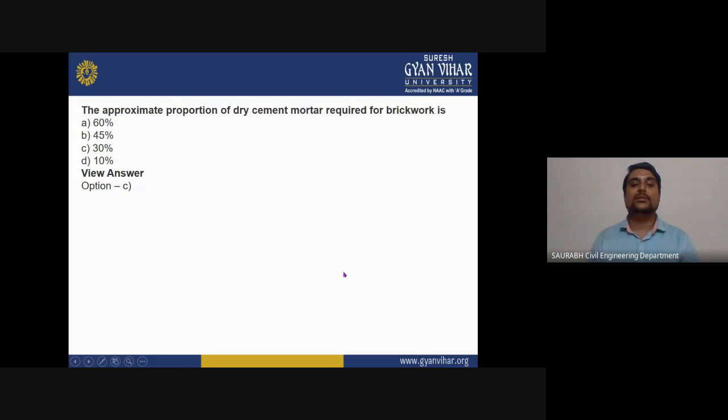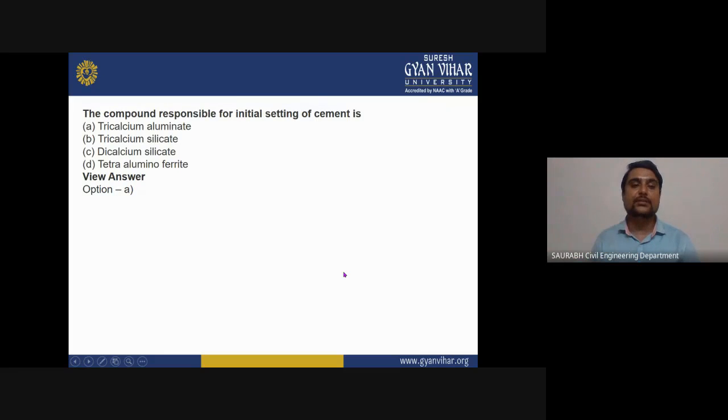Come on to the next question. The approximate proportion of dry cement mortar required for the brickwork is 60, 45, 30, or 10%. Here the right answer will be C, which is 30%. This is a very important question, and these types of questions have been asked in many government exams.